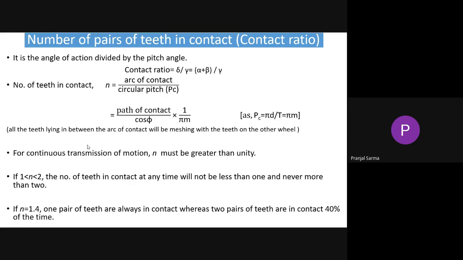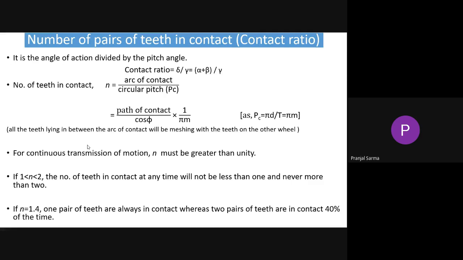And that means the knowledge of the number of pairs of teeth which are in contact at a particular time will be important. And actually that is known as the contact ratio. And how can we get the contact ratio numerically? It is the angle of action divided by the pitch angle. If you know both the angles, you can get the contact ratio, which is generally denoted by n. So it is delta by gamma. We have already discussed both the things. So that is one way.